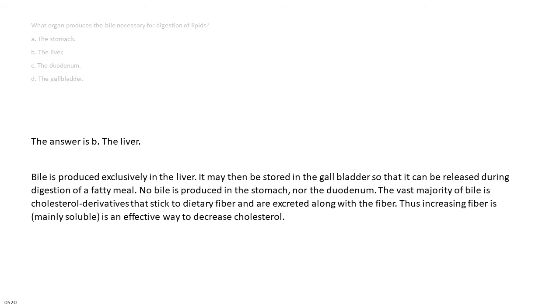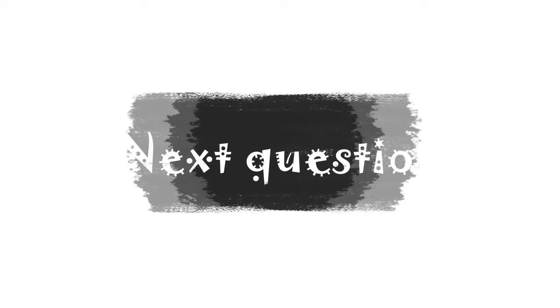The answer is B. The liver. Bile is produced exclusively in the liver. It may then be stored in the gallbladder so that it can be released during digestion of a fatty meal. No bile is produced in the stomach, nor the duodenum. The vast majority of bile is cholesterol derivatives that stick to dietary fiber and are excreted along with the fiber. Thus increasing fiber, mainly soluble, is an effective way to decrease cholesterol.